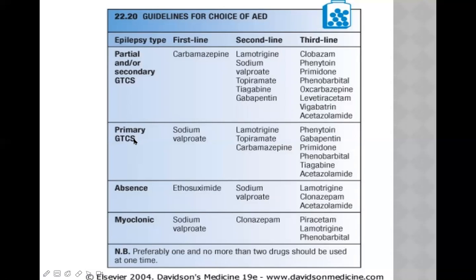Primary generalized tonic-clonic seizure, like a grand mal seizure, this is another name. These days, the first line drug is sodium valproate, but there are so many second and third line drugs. Absent seizure, ethosuximide. Second line is sodium valproate. Myoclonic seizure, sodium valproate is the first line and clonazepam is the second one. Okay, so try to remember this because it is very, very useful when you start practicing.